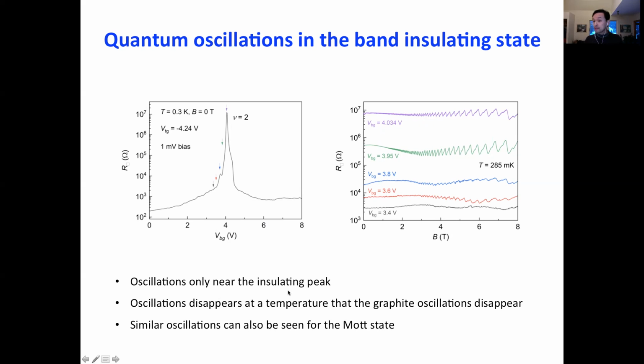You can also increase the temperature. When you increase the temperature such that the oscillation in the graphite gate disappears, the oscillation in the sample also disappears. And I'm showing here only the filling factor equal to 2 resistance state, but we can also observe similar oscillations for the MOS state.